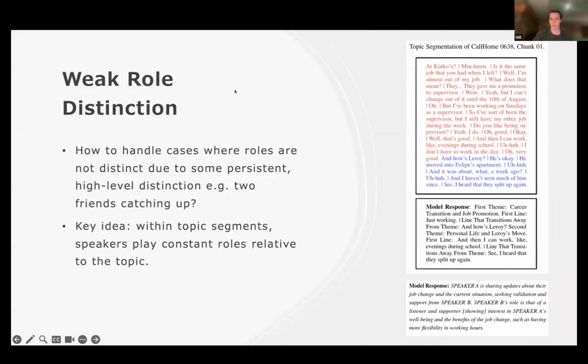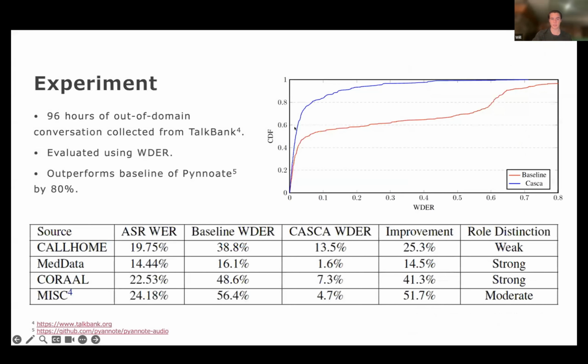Here's a technical detail, which I didn't leave time for: the method we use to generalize this to conversations where there isn't that sort of high-level role distinction, such as two friends catching up. We use topic segmentation to basically apply the same method to those conversations.